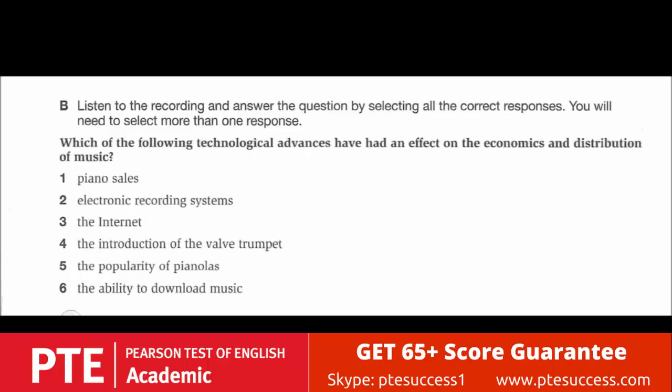Technological change has had a profound effect on the way music is made and how it sounds, as well as on the way we listen to it. New technologies, and I mean this in the broadest sense, not just electronic devices, can alter the sound of music and, in the case of electronic recording systems, affect the economics and distribution of music. For example, the innovation of the valve trumpet in the 19th century changed the sound of the orchestra.